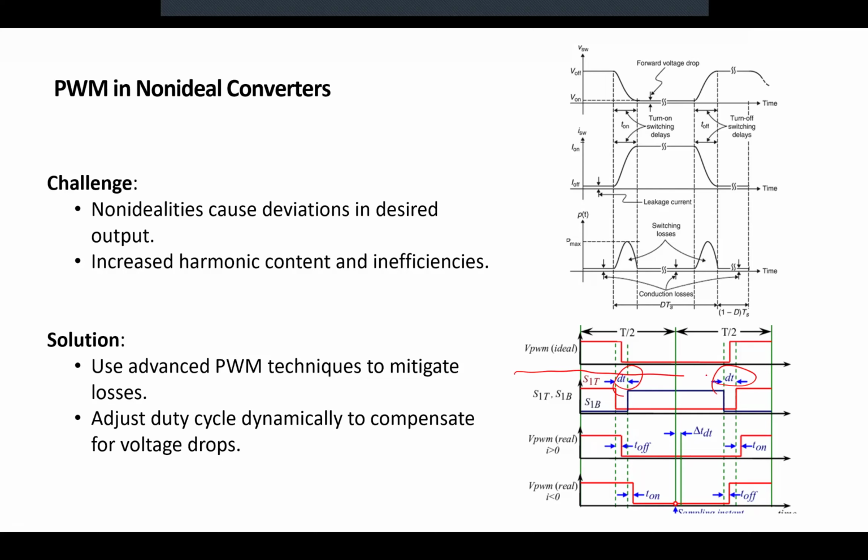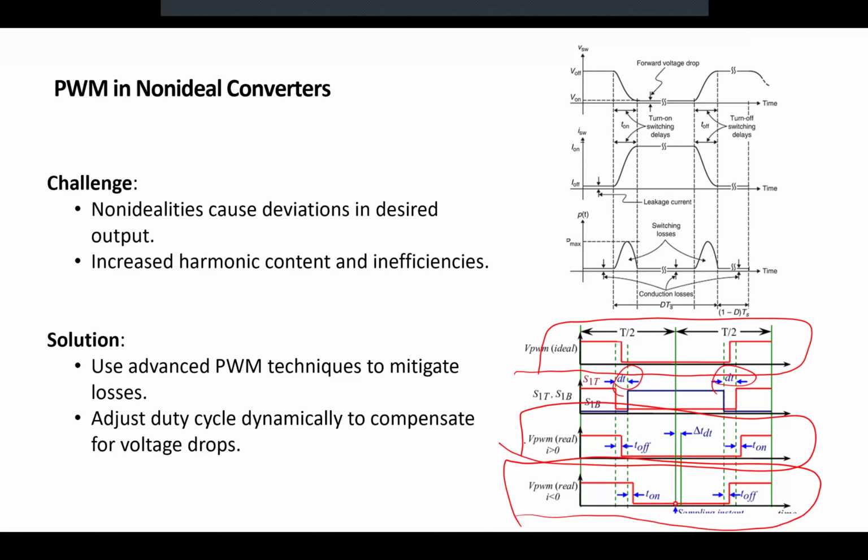See, this is the ideal case, for example, that you switched on and off. This is what's actually happening. There is a delay in turn off and turn on. And also, if you look closely here, even in the conducting mode, there is a voltage drop. The voltage is not 0. It has a value. So these are the non-ideal cases. How could we deal with them?